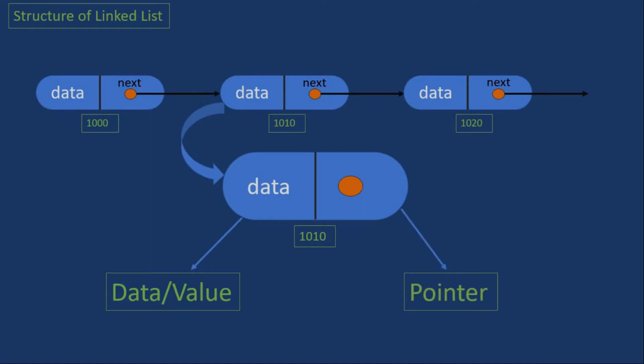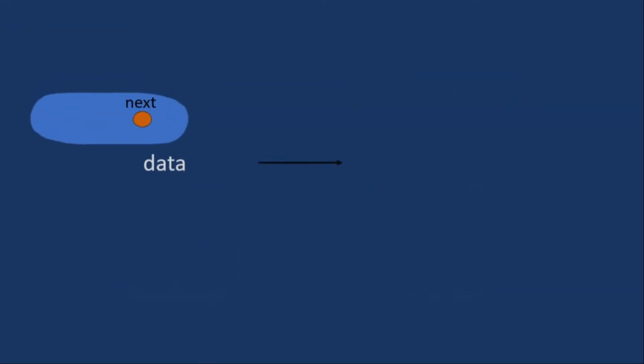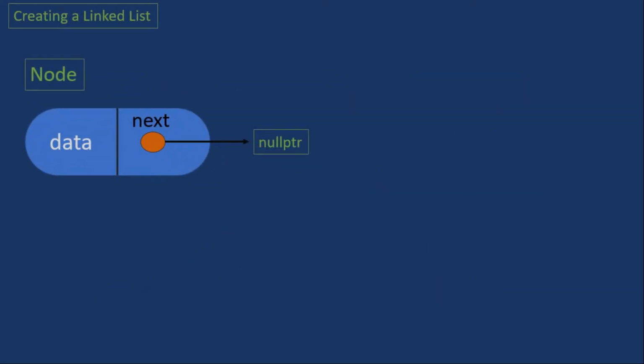Starting with the nodes, a node is a structure that can hold 2 things: data, which is information stored in the node, and a pointer that points to the next node. So in this example, we have a node at location 1010 in memory with data which can be, for example, an integer 5 or 7 or any integer, and the next pointer pointing to 1020, which is the memory location for the next node, and this continues.